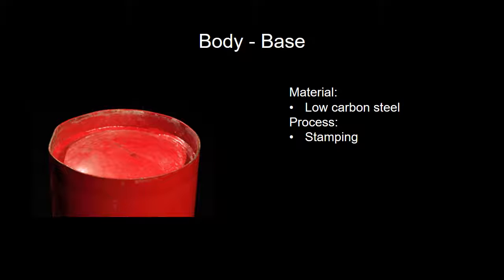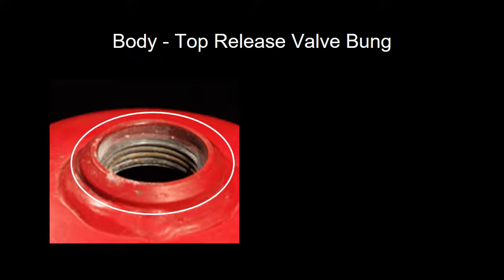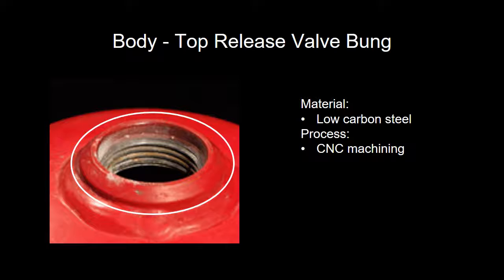The base is also made from low-carbon steel and stamped to give it the shallow dome shape necessary. Stamping would be the most cost-effective method for a large production run of a part with this size and shape. The valve bung is machined from low-carbon steel rod. Based on the surface finish of the O-ring face and threads and the simple part geometry, it is determined that the part was CNC machined.